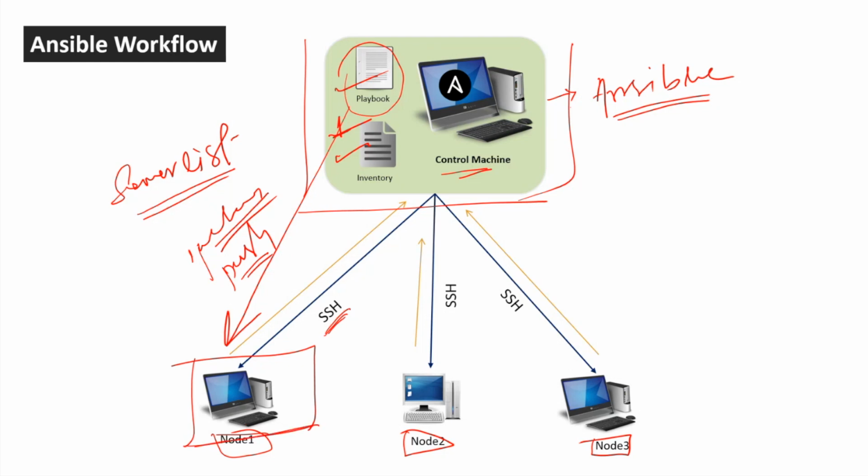It will not be executed on the control machine. The control machine will push it to the node machines, and on the node machines it will be executed. Suppose you have an application file, or some software to install, and you have kept it along with the playbooks. Everything will be pushed to the node machines, and there it will be executed, similarly on each of the respective node machines.